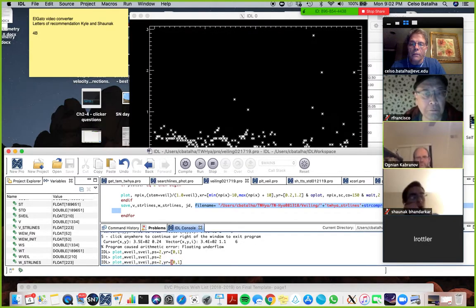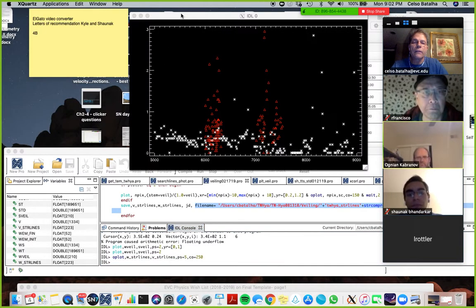But let me plot the veiling of strong lines. It's a lot of scattering going on. So these in red are the regions in which she found emission lines or water lines. All of these here represent water lines, exactly in this region where you have a bunch of water lines. And right here, probably emission, I don't know, but those are the strong lines. So weak lines and strong lines.